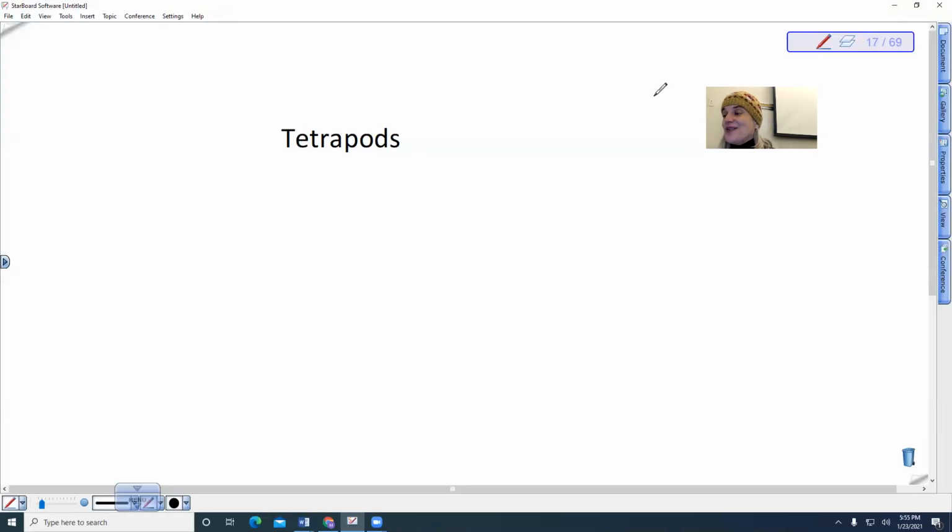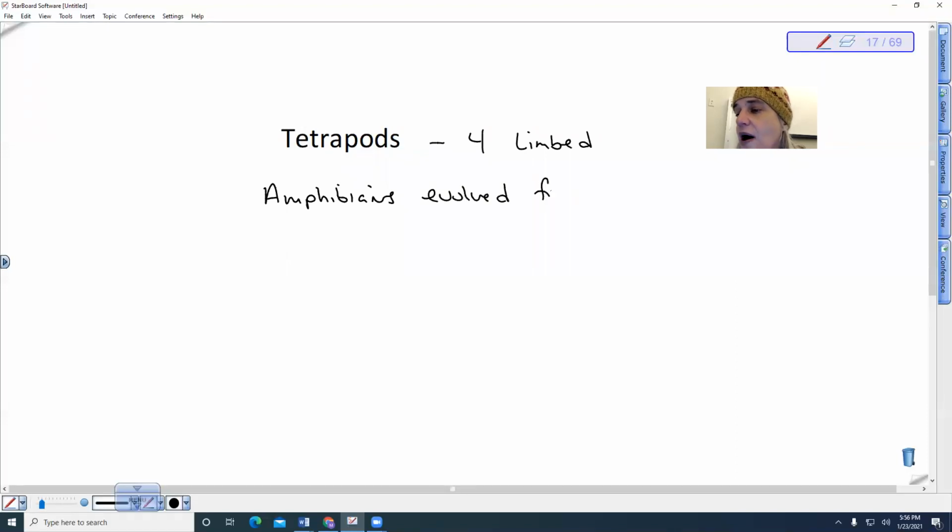So we need to talk about the evolution of tetrapods. Tetrapods, four-limbed. We are tetrapods. We have four appendages. Okay. So it is believed that the first group of tetrapods that we see in the fossil record, we know, is the amphibians. So we can say that the amphibians evolved from a fish ancestor.